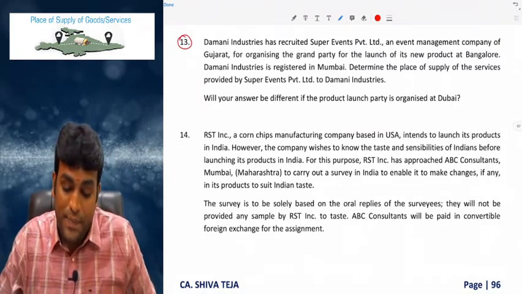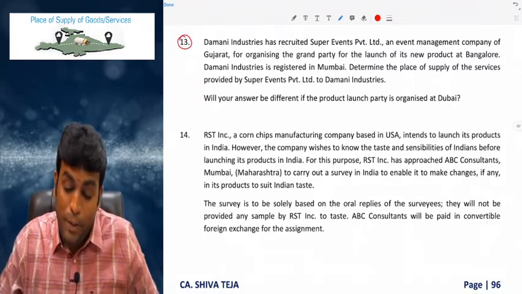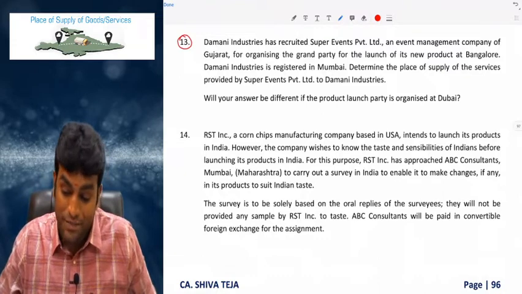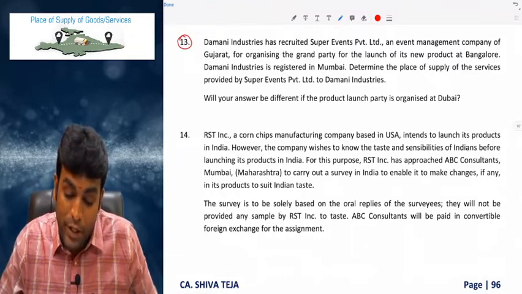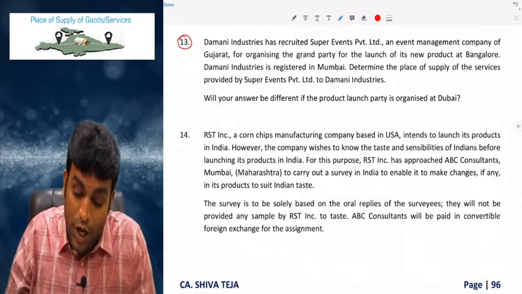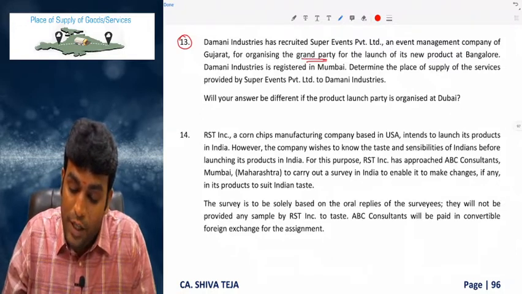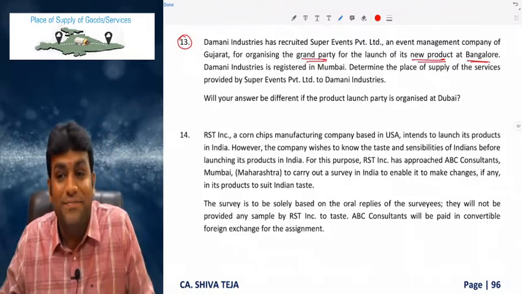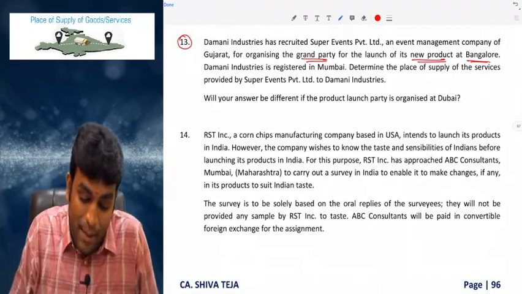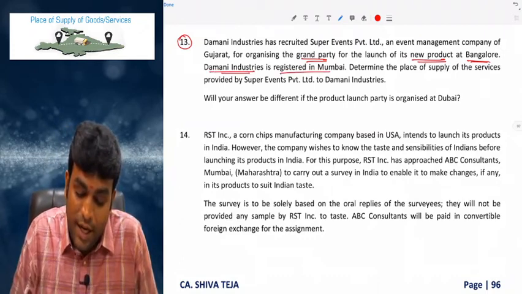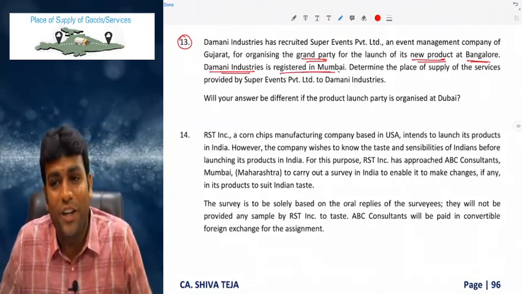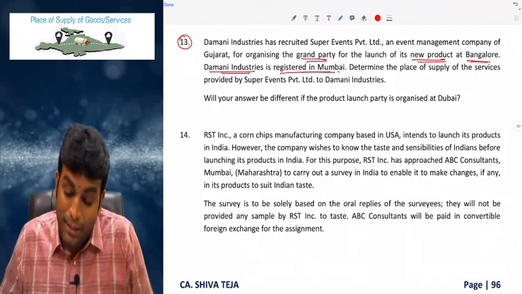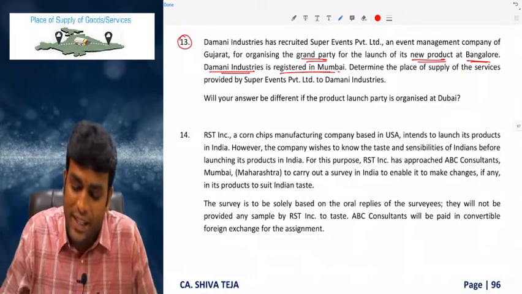Damani Industries has recruited Super Events Private Limited, an event management company of Gujarat, for organizing a grand party for the launch of its new product at Bangalore. Damani Industries Limited is registered in Mumbai. Determine the place of supply of service provided by Super Events Private Limited to Damani Industries.